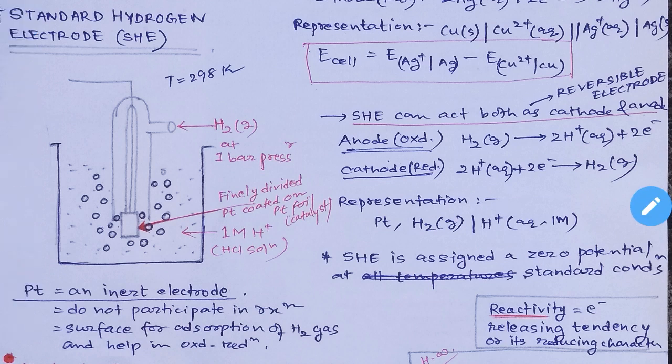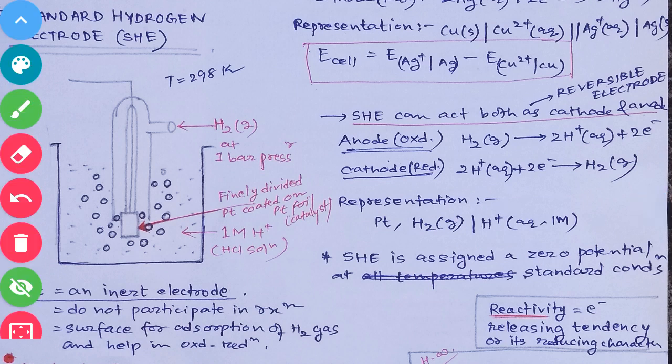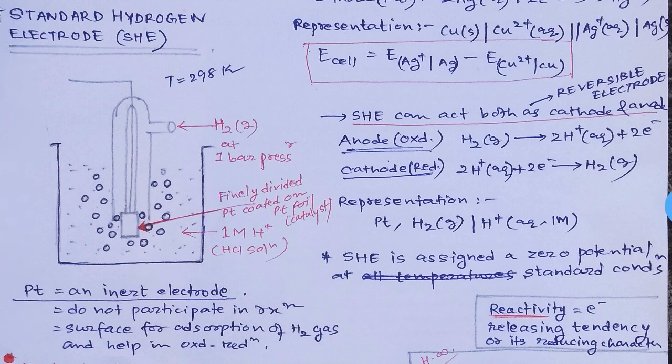So this was all about the standard hydrogen electrode, how it is made, what is the function of it, and what is the potential of it. I have explained how it acts as cathode also and anode also.